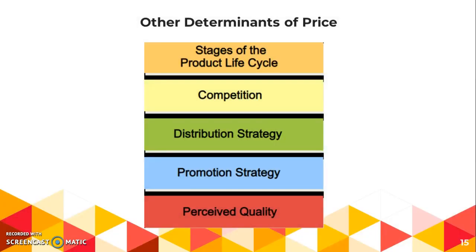Other determinants you have to take into consideration are the product life cycle. You cannot charge the same price you charged in the introductory stage, or charge like five times what your competitor is charging, if you are delivering the same value that they are. You will have to take into consideration your distribution strategy. How much are you spending there? Promotion strategy. How much are you spending there? Perceived quality is what the customer expects you to deliver, and whether you could meet their demands.